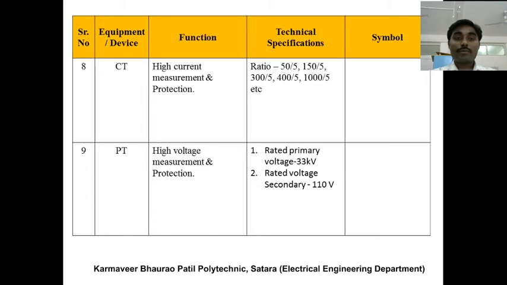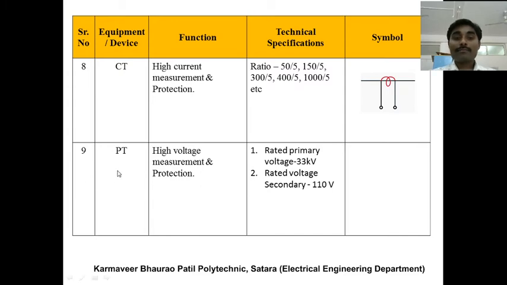The next equipment is the CT. CT is nothing but the current transformer. Its function is that a CT is used for measuring high currents or for protection purposes. Its technical specification has a ratio such as 50:5, 150 ampere to 5 ampere, 300 ampere to 5 ampere, like that. These are the technical specifications of a CT, and the symbol of a CT is like this.